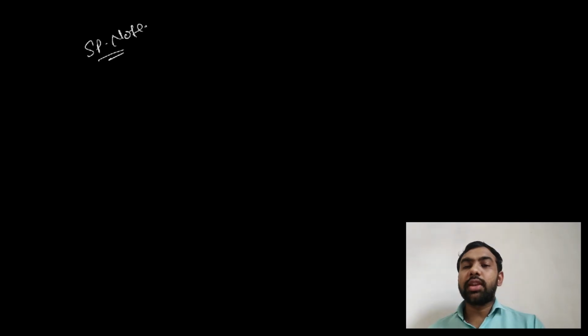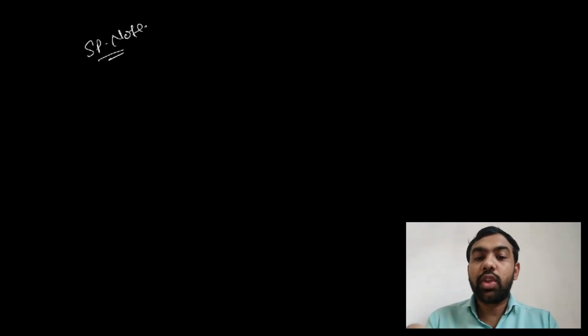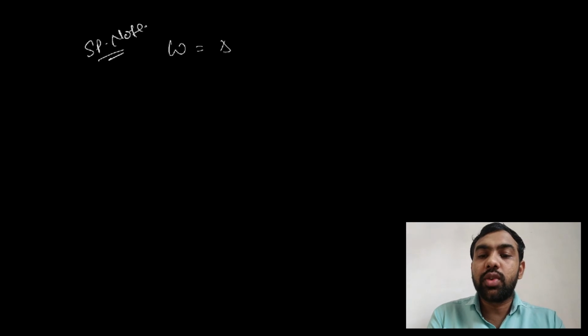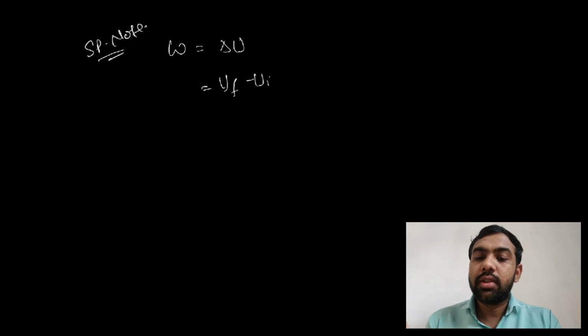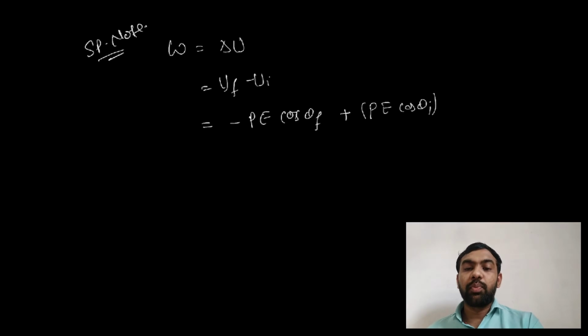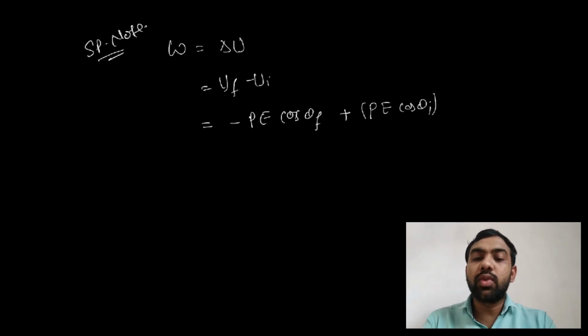Okay, let's write the special notes. So special note. If you rotate the dipole from theta 1 to theta 2, then how much work done is required? So work done is equal to what actually? Delta U. So that is U final minus U initial. So put this value: minus P E cos theta final minus P E cos theta initial, but here also there is a minus sign, that's two times, minus becomes plus actually.